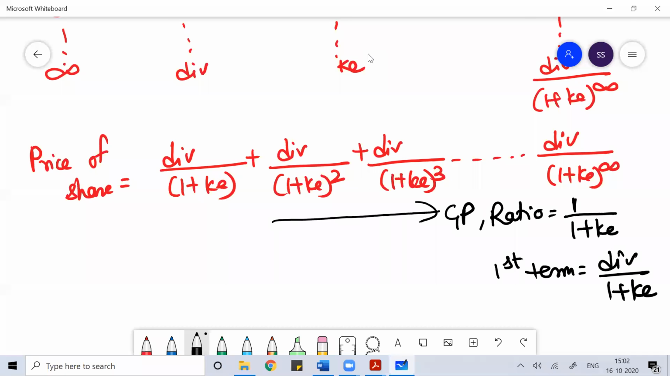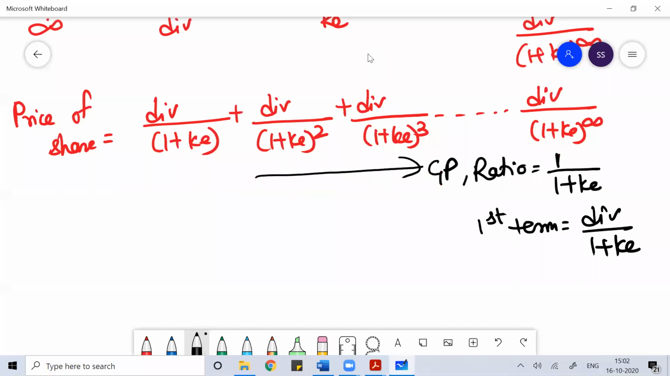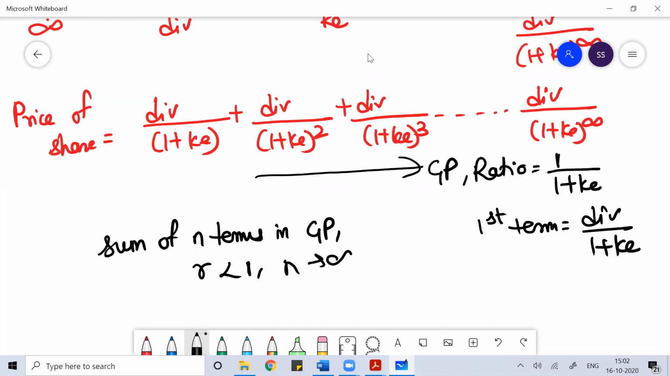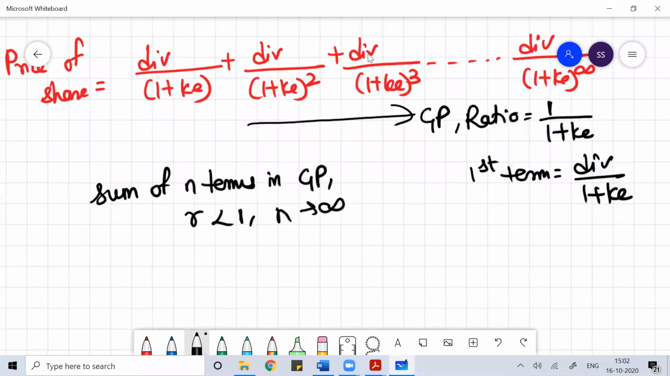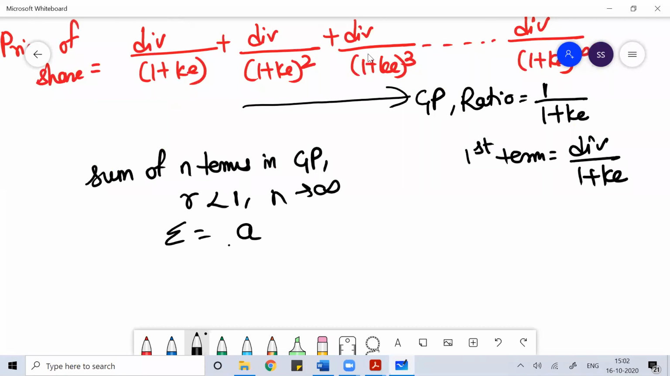So you know that these values are in GP. GP means geometric progression. When the number increases or decreases with a common ratio, that is called GP. And you know the sum of n terms in GP, where if your ratio is less than one and n goes to infinity, what is the formula? The formula is A divided by 1 minus R. First term divided by 1 minus ratio.